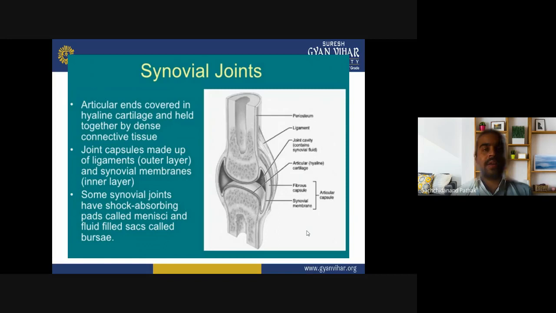Synovial joints are those joints whose ends are covered in hyaline cartilage, and held together by the dense connective tissue. So dense connective tissue is the tissue that makes synovial joints complete. So these joint capsules are made up of the ligament and synovial membrane. So दो चीजों से बने होंगे ये कैप्सूल. जो आउटर लेयर है वो लिगामेंट से, और जो इनर लेयर है वो synovial membrane से. So you can see the articular capsule is there, fibrous capsule and synovial membrane.